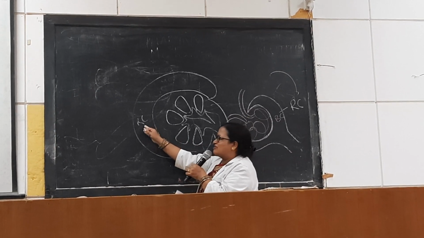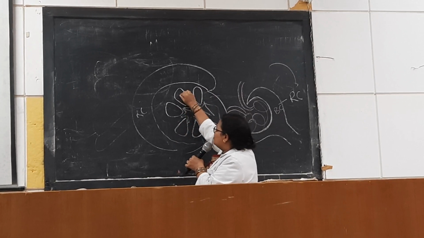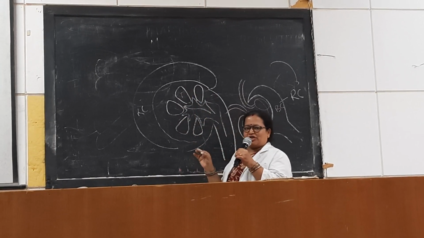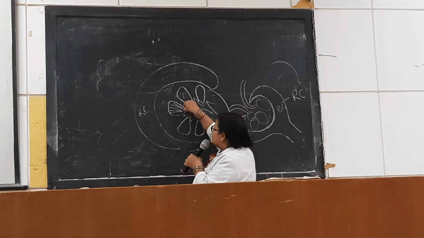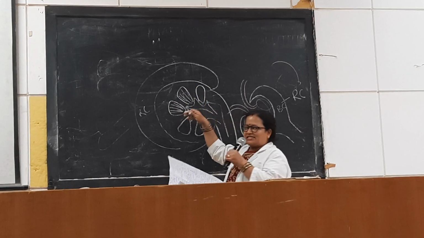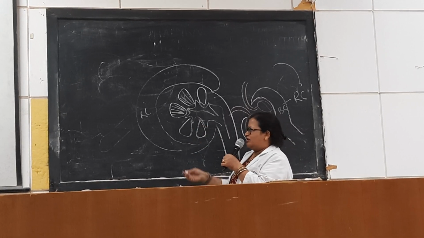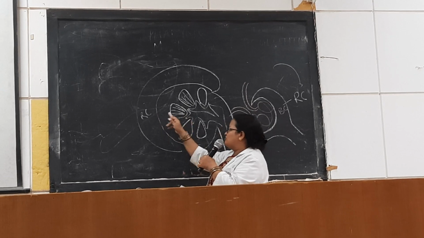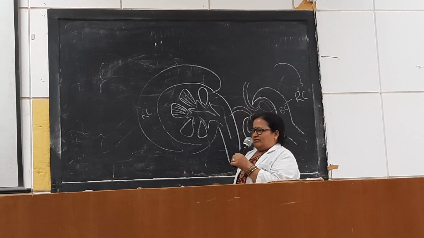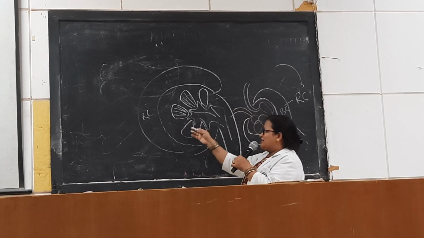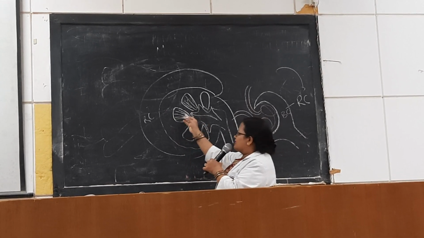So the cortex consists of renal corpuscles. Then the medulla comprises renal pyramids. 18 to 20 renal pyramids are there, and each pyramid is striated. What causes striations in these pyramids? These striations are due to the collecting tubules, collecting ducts, the vasa recti and loops of Henle.